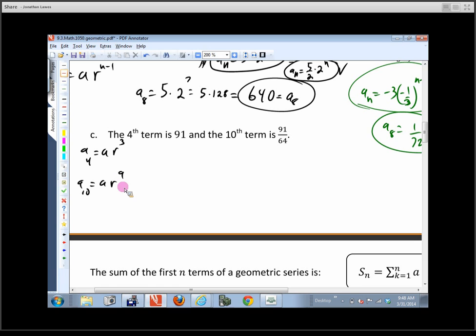9 common ratios. So that would mean 91 is equal to a r to the 3rd. That would mean 91/64 is a r to the 9th. And then we could solve that system of equations. Looks like a bit of a pain, doesn't it?